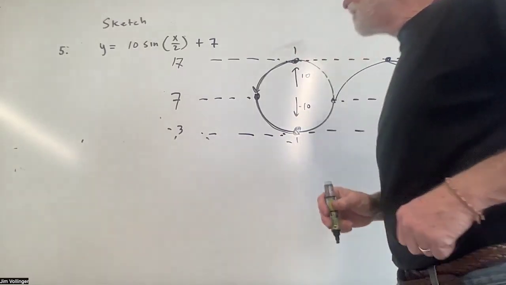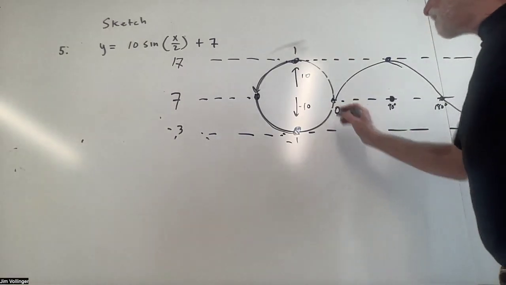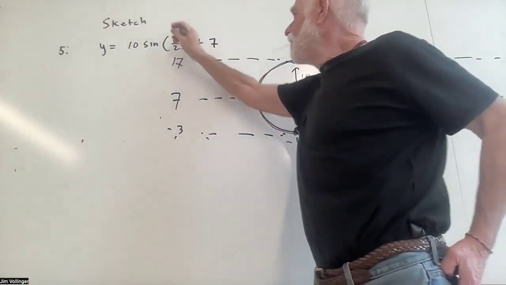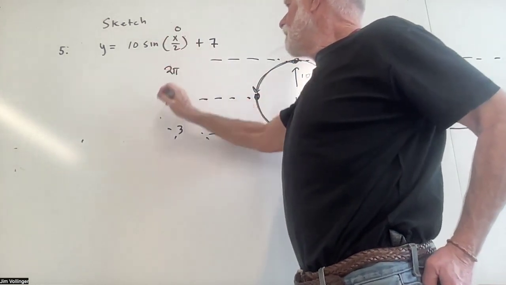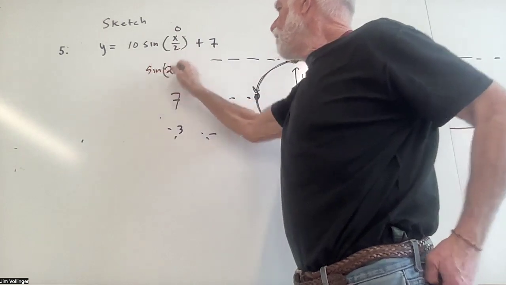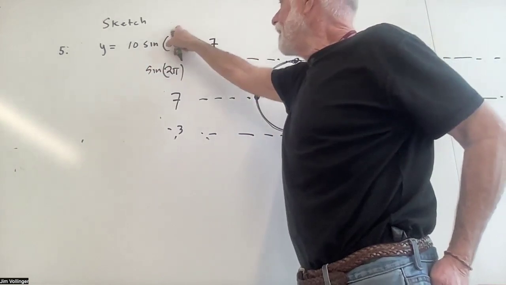I'm suggesting you just treat this. It used to start at 0, it still does, right? 0 divided by 2 is 0, but we end at 2 pi. We want the sine of 2 pi, the end of the revolution. Well, I think that happens at 4 pi.